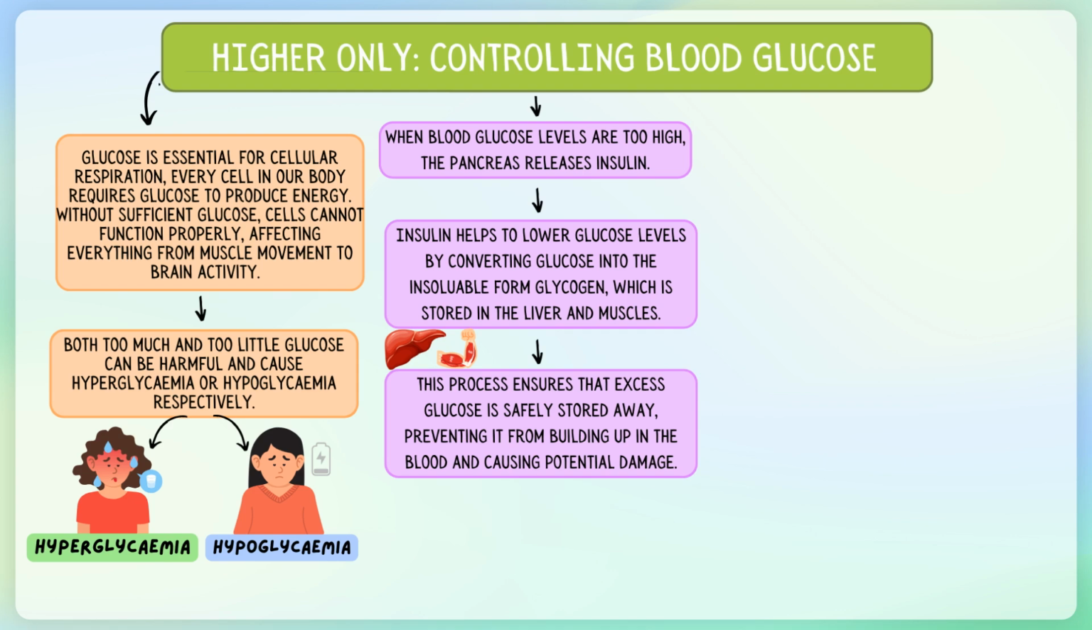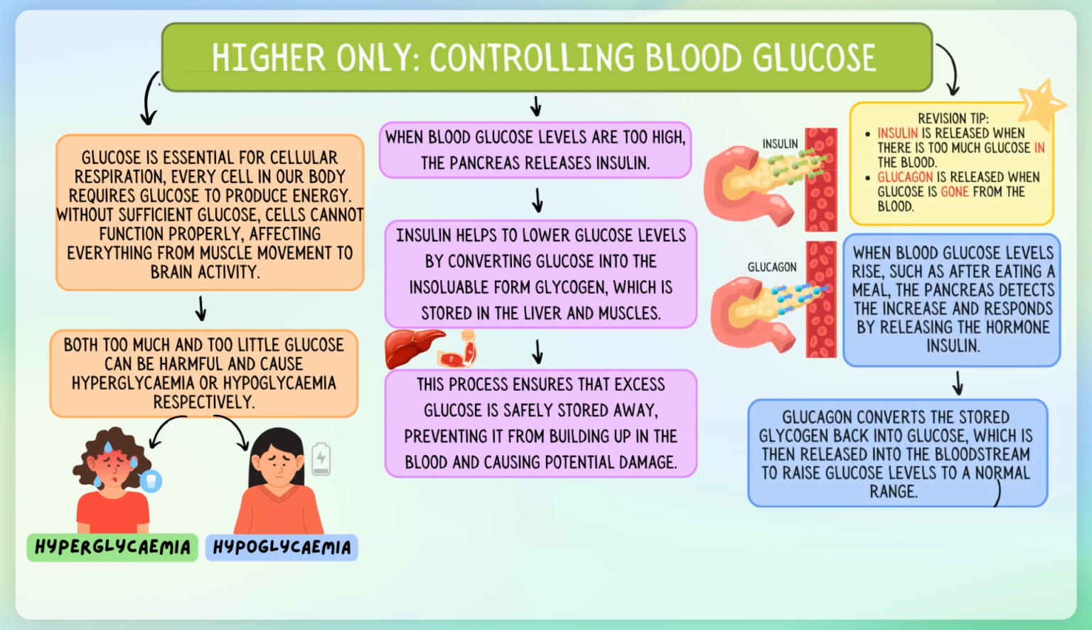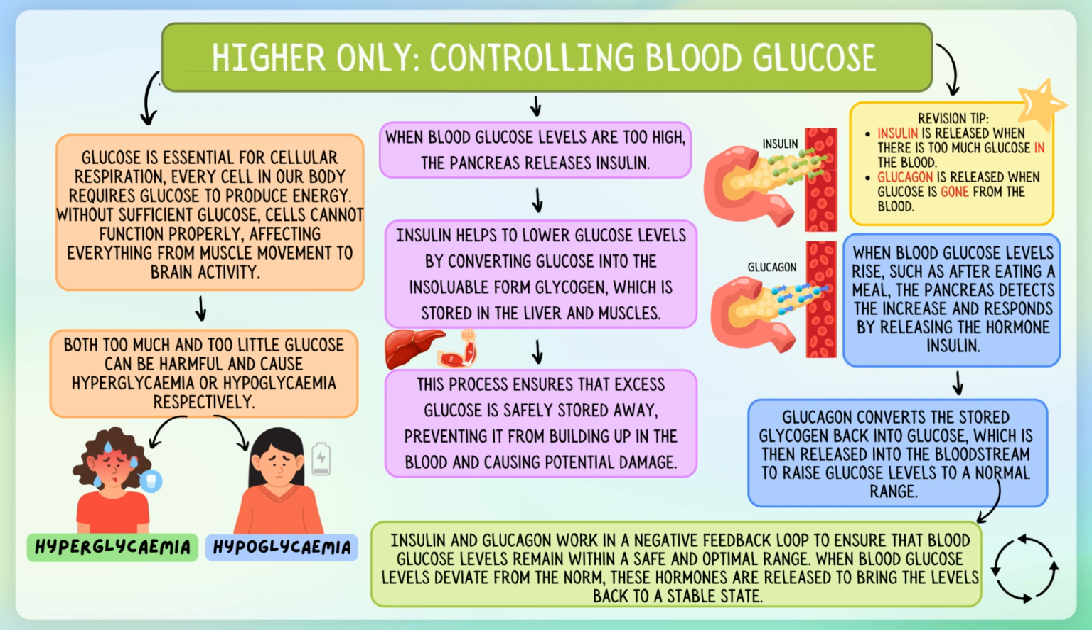Conversely, when blood glucose levels are too low, the pancreas releases another hormone called glucagon. Glucagon converts the stored glycogen back into glucose, which is then released into the bloodstream to raise glucose levels to a normal range. We also covered the concept of a negative feedback cycle, which is crucial for maintaining homeostasis.